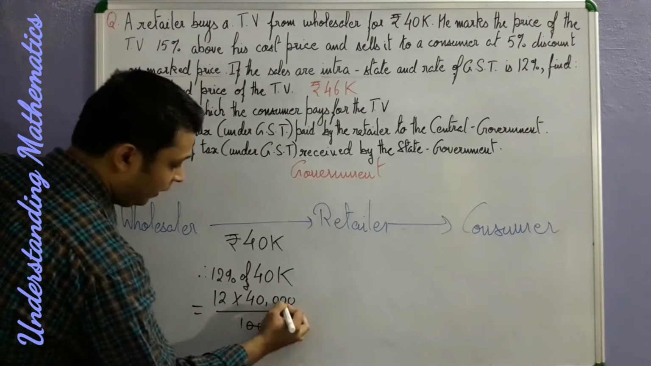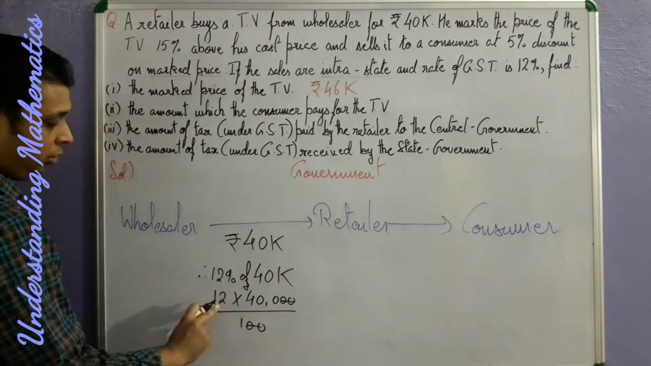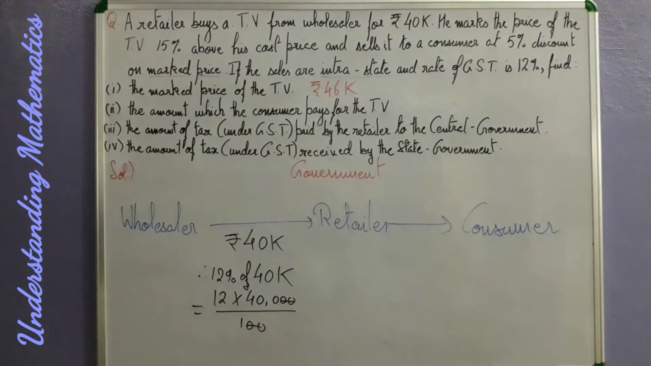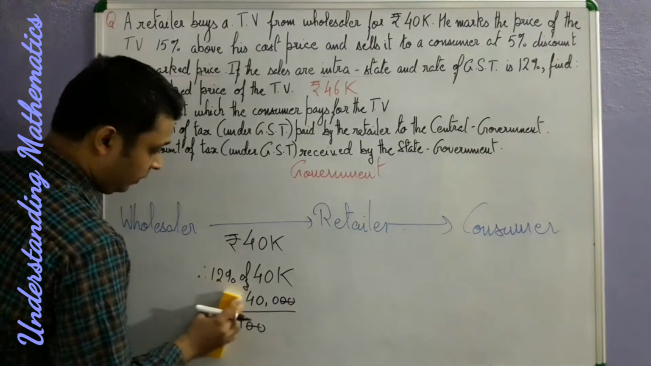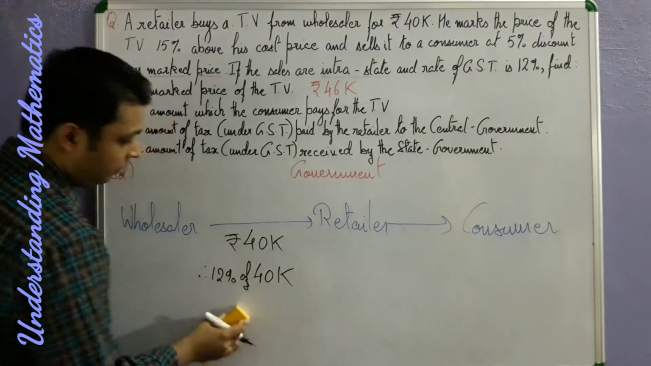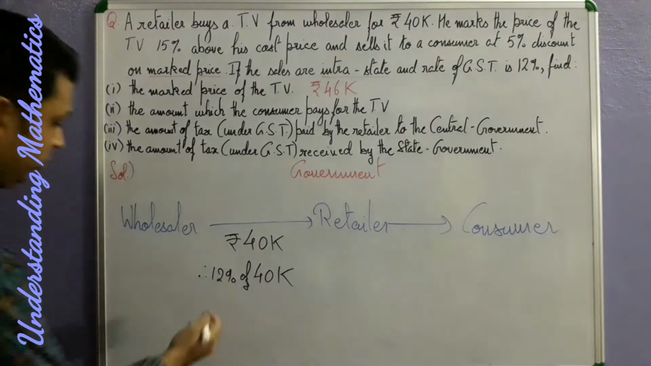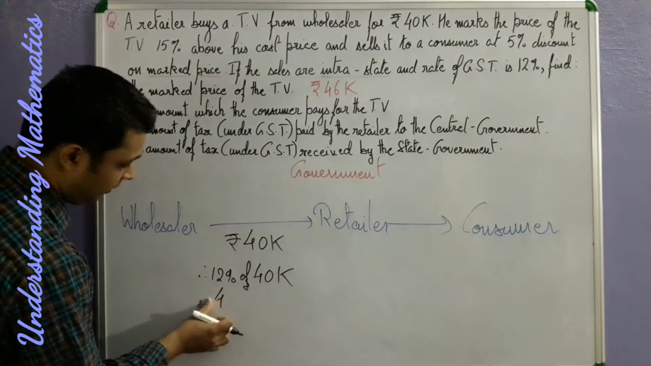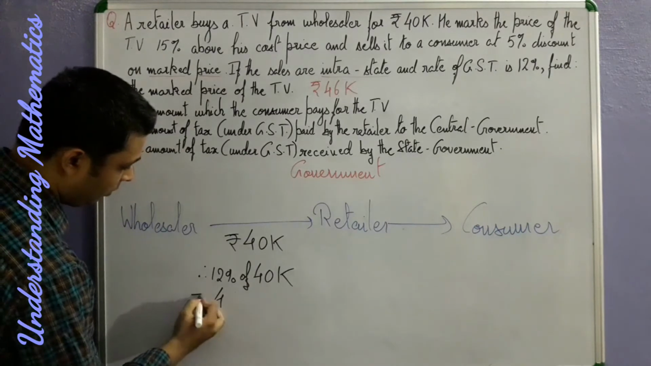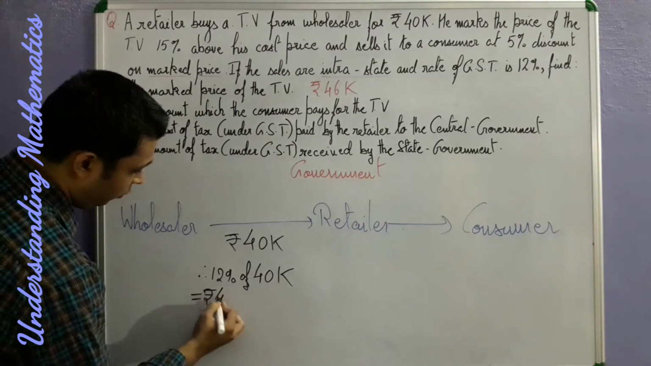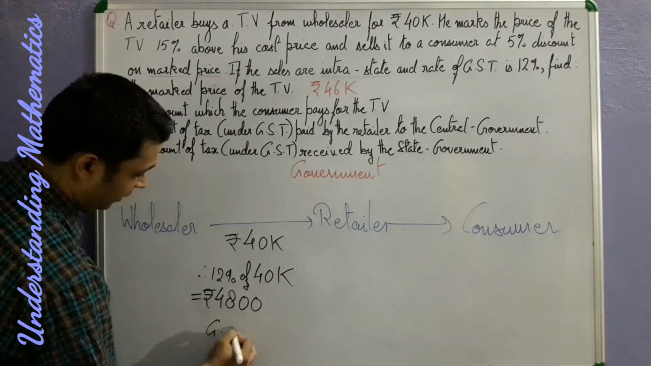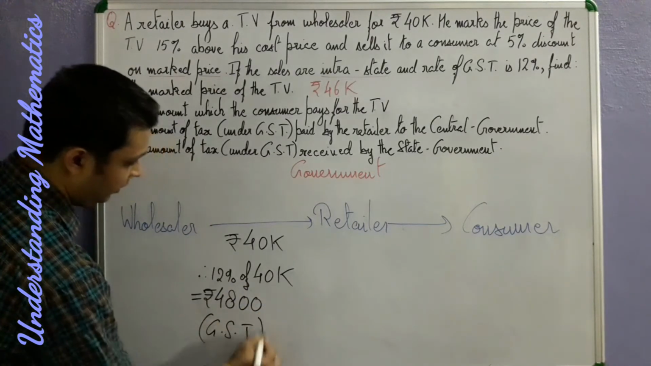So this goes off and this goes off. So 12 fours are 48. So what do we get? With two zeros, we will get 4,800. So this is the amount, 4,000. So this is the amount, 4,800, which is the GST. Clear?